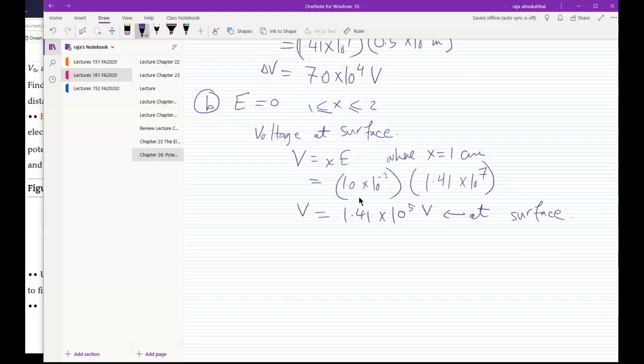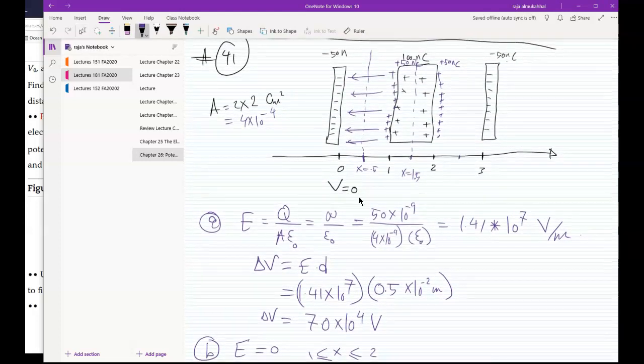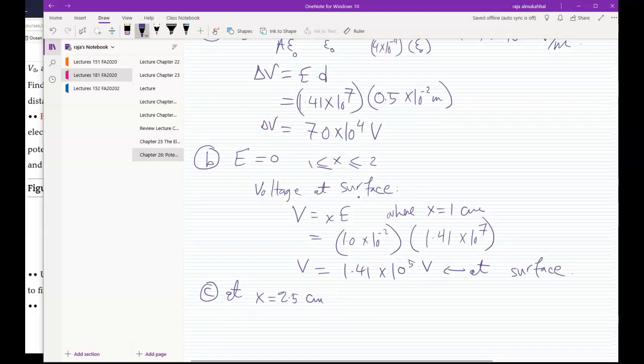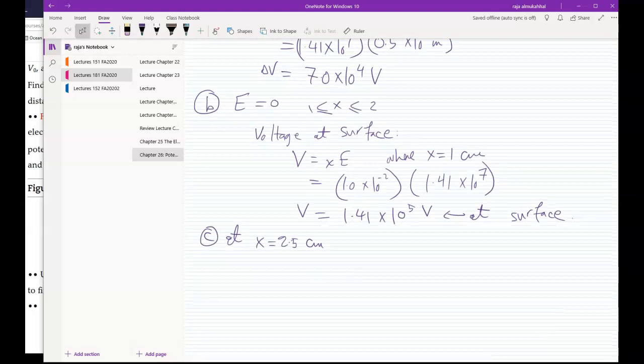Okay, and then the last one, C at x equals 2.5, which is right here, should be the same as part A. You agree with me on that? I think I'll just leave it as homework for you. It shouldn't be difficult.